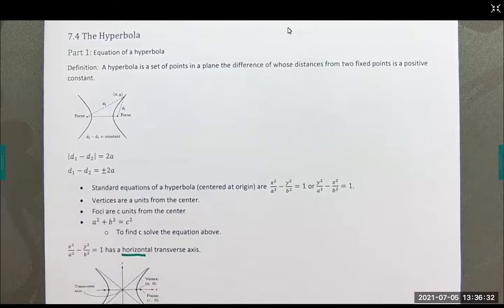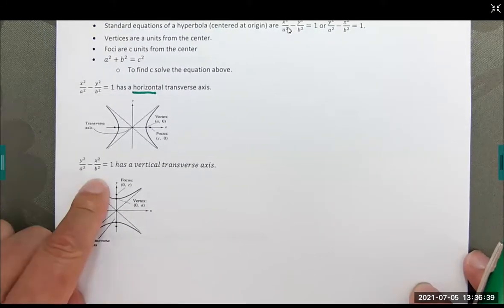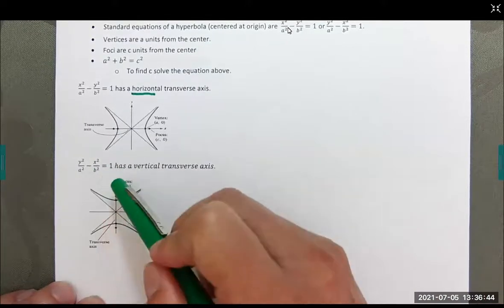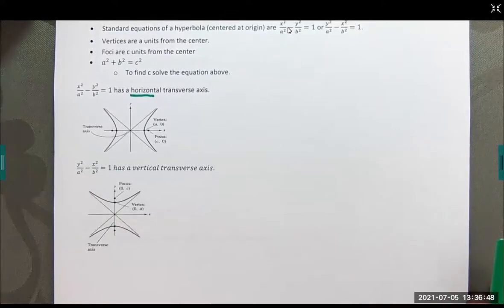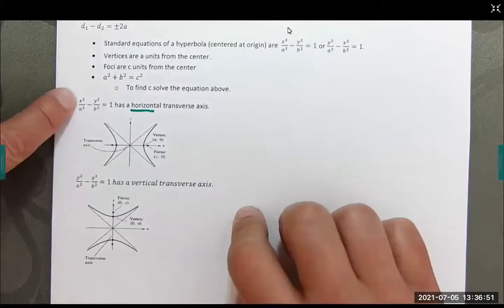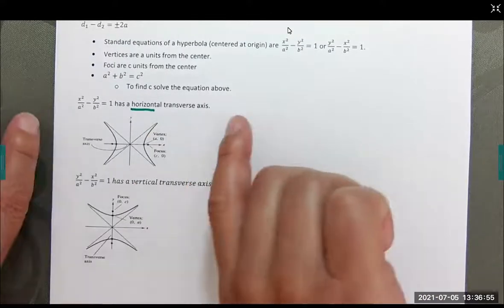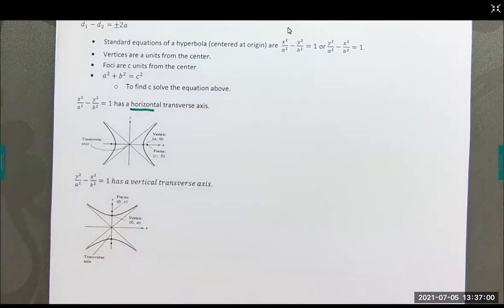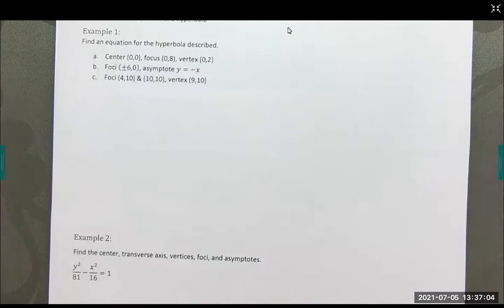Now, here we have the y part is positive and the x part is negative. Here, the x part is positive, y is negative. In this case, when the y part is first, we get a vertical transverse axis. And I want to give you a way to remember this. When the x part is positive, notice we're going in the x direction, the graph is. And when the y part is positive, we're going in the y direction, the vertical transverse axis. So there's a description. Let's actually do some examples here.